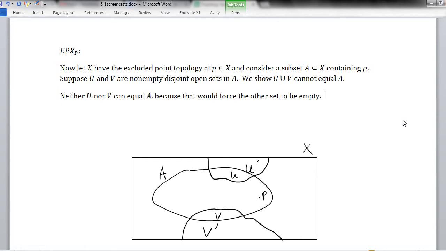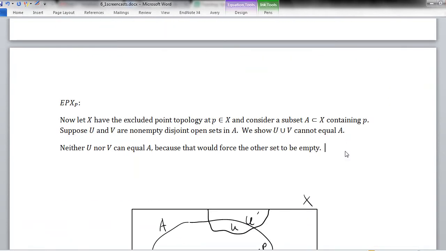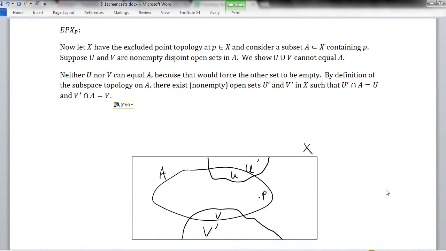Okay, well, these are open sets in A, so let's remind ourselves what that means. In fact, I think we can just copy that from up here. So, by definition of the subspace topology on A, there exist some non-empty, because they contain non-empty sets, open sets U prime and V prime in X, such that the intersection with A is the appropriate thing. Okay, so here's my picture this time.